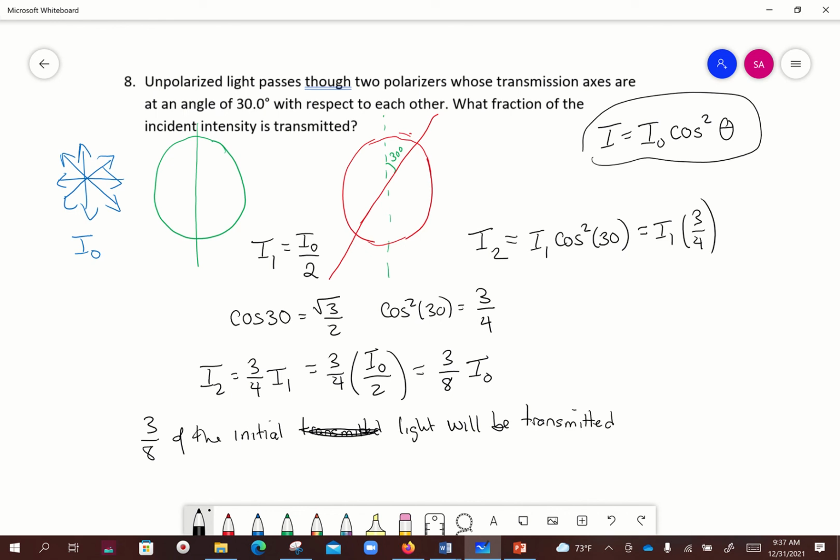Okay. And if you didn't know the unit circle enough to remember that cos 30 is root 3 over 2, you could have just plugged it into your calculator, squared it, and you would have got 0.75, which is 3/4.